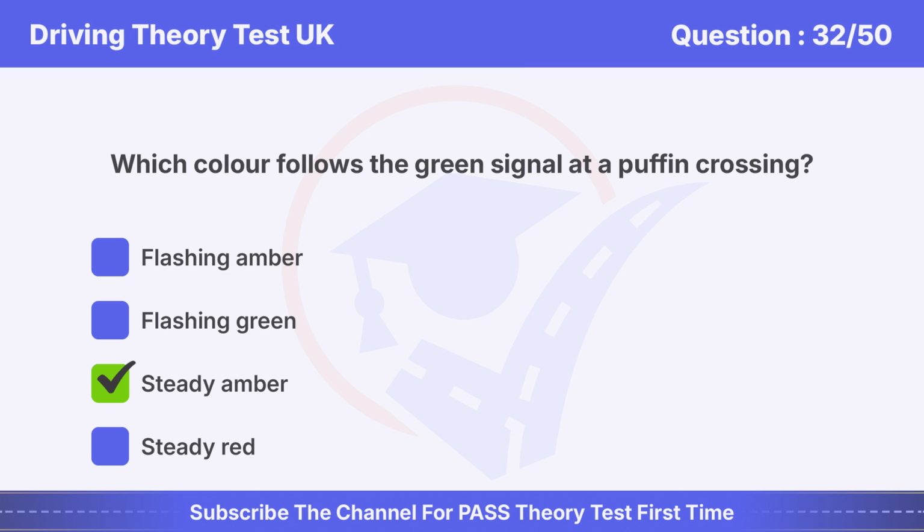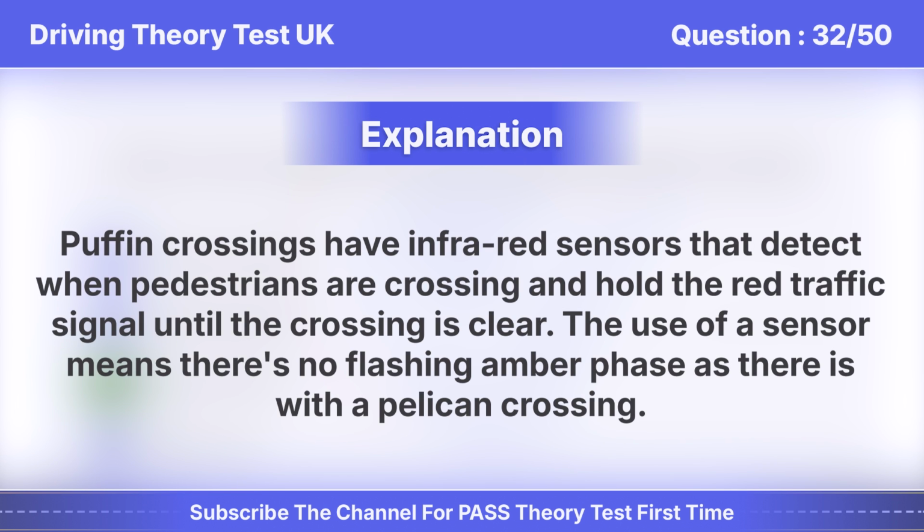Answer is C. Steady amber. Puffin crossings have infrared sensors that detect when pedestrians are crossing and hold the red traffic signal until the crossing is clear. The use of a sensor means there's no flashing amber phase as there is with a pelican crossing.